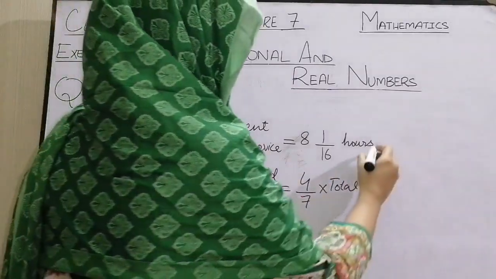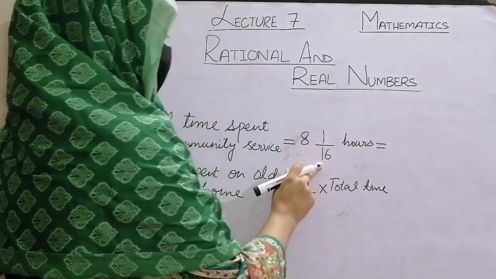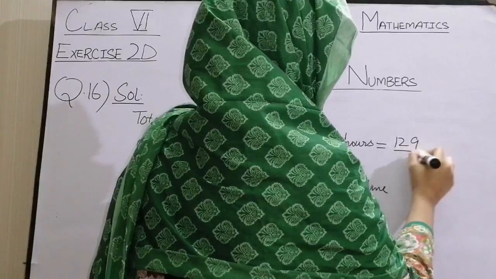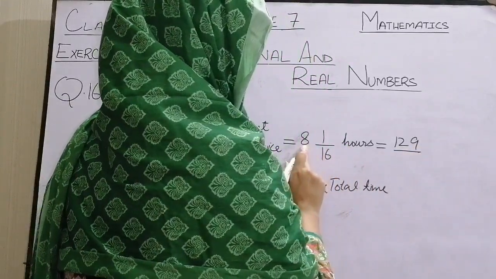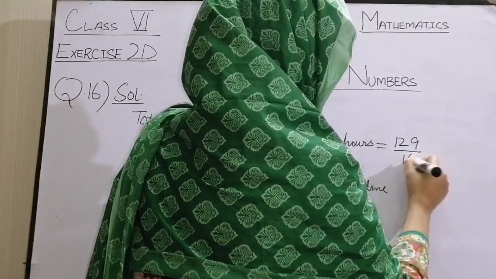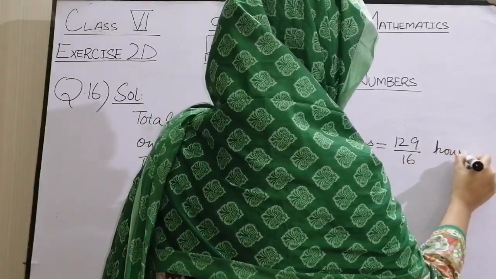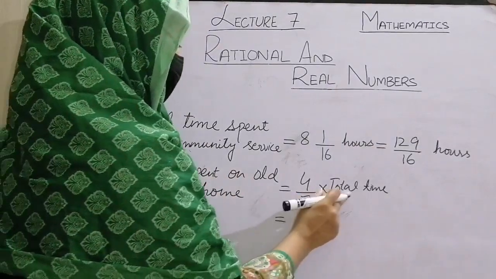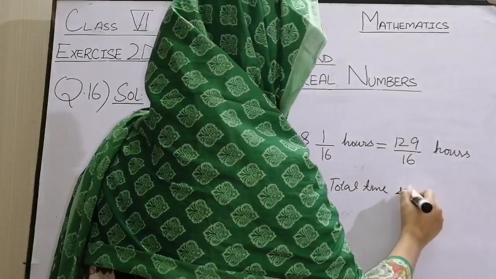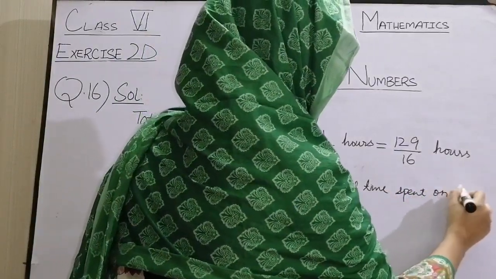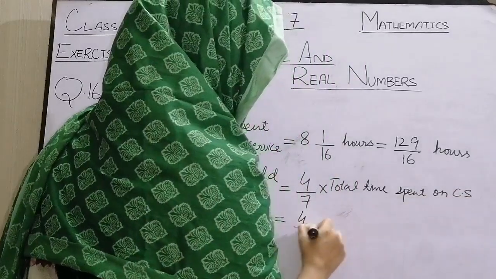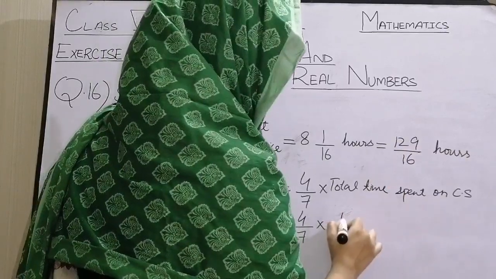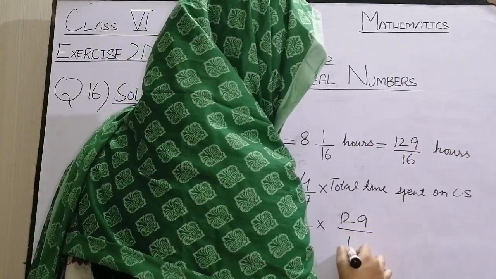Let's convert this mixed fraction into a simple fraction. You can use calculator for this. 16 into 8 is 128 plus 1. 129 divided by 16 hours. We have to find out the time spent on old folks home, which is 4 by 7 of the total time spent on community service. 4 by 7, total time spent on community service was 129 over 16.